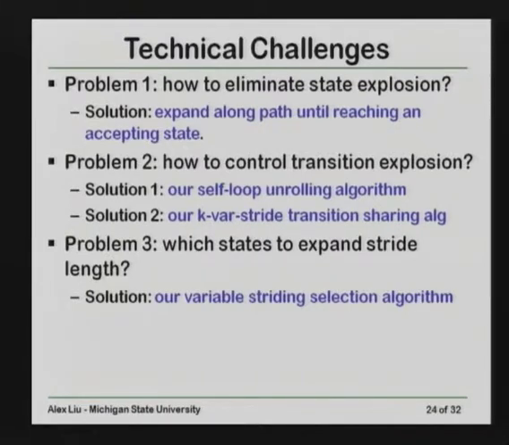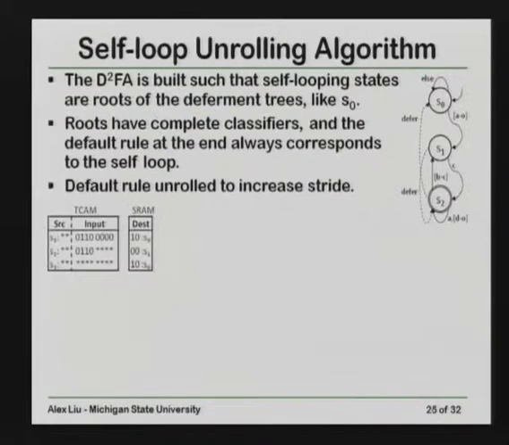Second is how to control the transition explosion. The number of transitions is huge, so we have two algorithms. One is the self-loop unrolling algorithm. Another is the k-variable stride transition sharing algorithm. The third problem is which state to expand. Actually, we can expand any states to have multiple strides, so we have a variable striding selection algorithm.